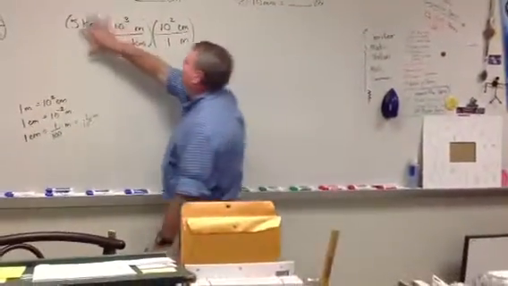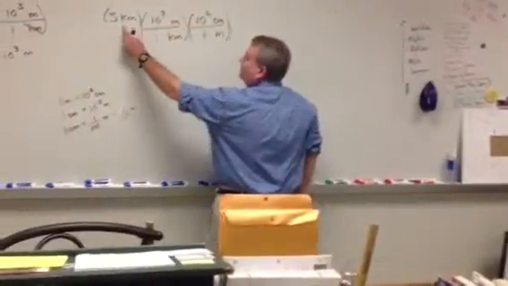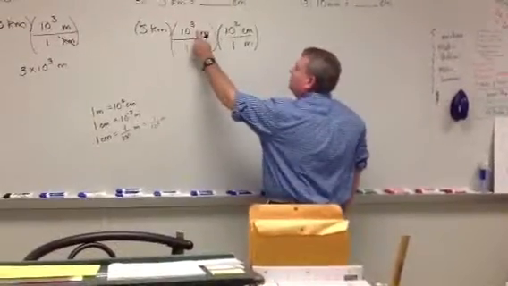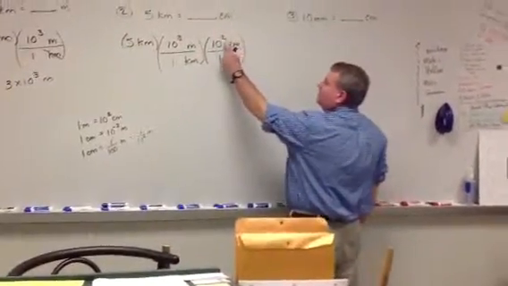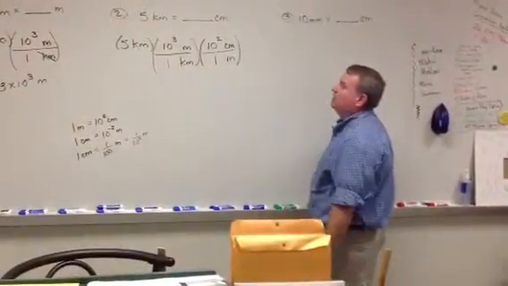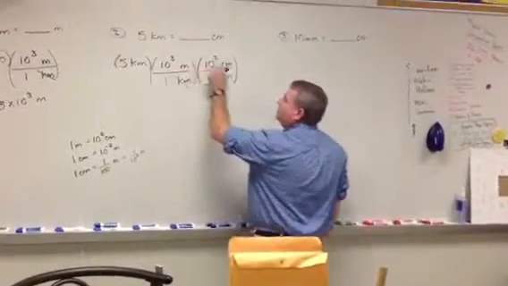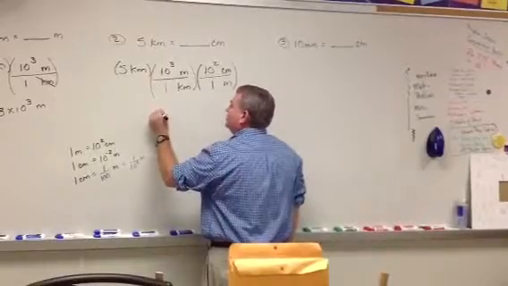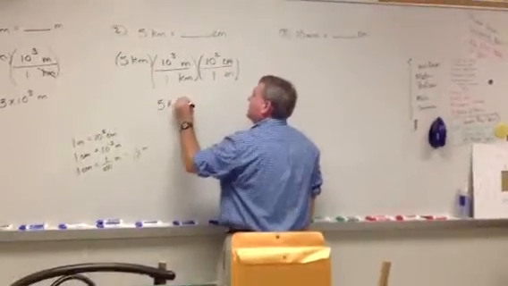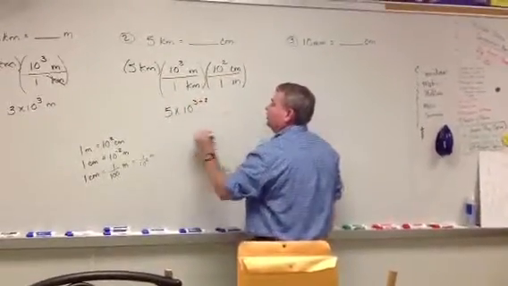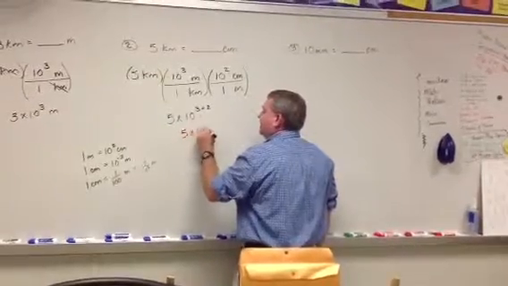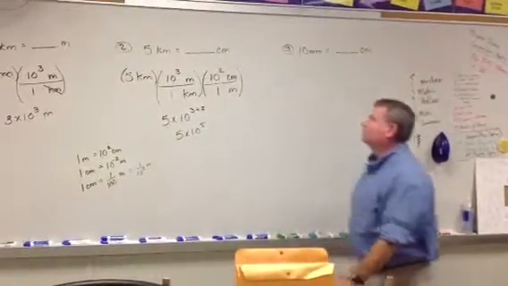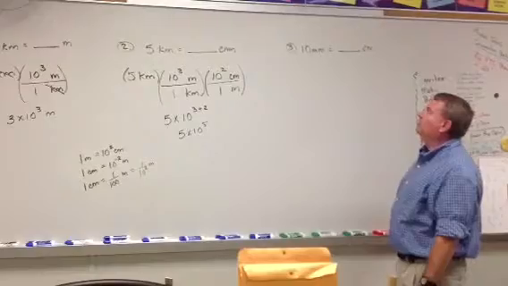All right, now, back to the problem. We have 5 kilometers. Divide by kilometers, multiply by meters, divide by meters, multiply by centimeters, and then we plugged in the values. Both of these exponents are at the top. When you multiply exponents, you add. So this is going to be 5 times 10 to the 3 plus 2, and that's going to be 5 times 10 to the 5th. You do have to show all of your work.